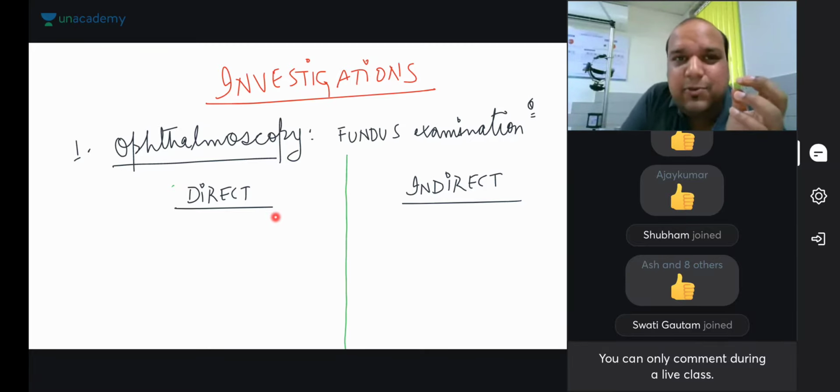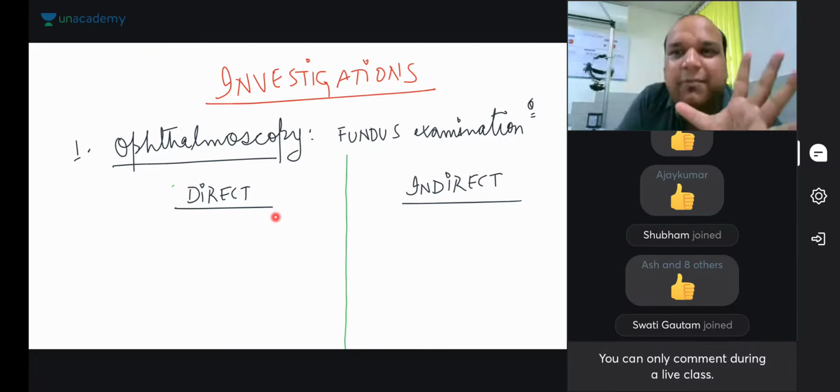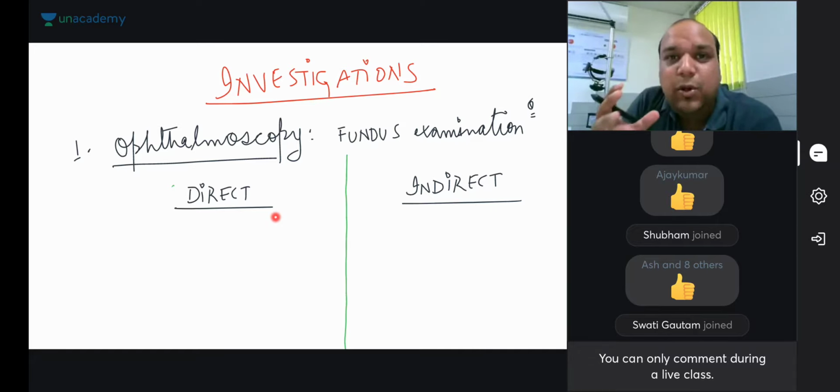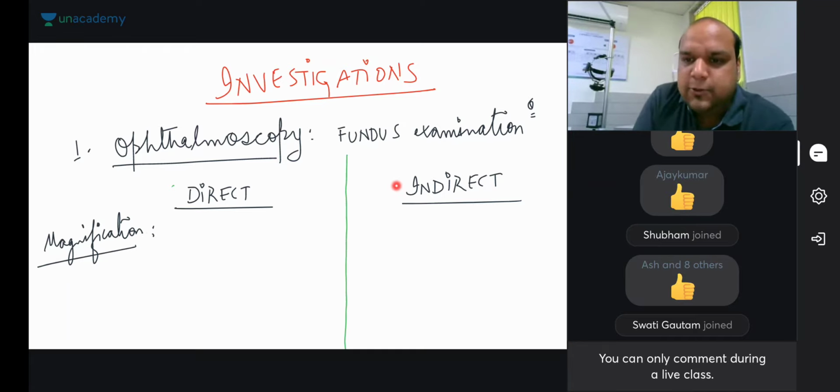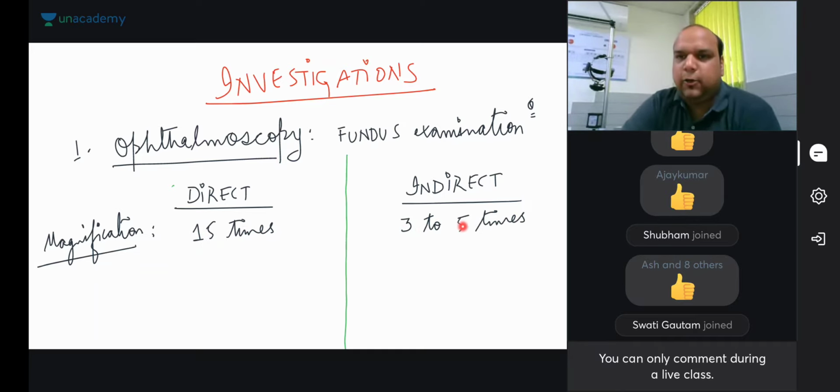As soon as I'm using an instrument with a lens, I would like to magnify the image. When I magnify the image, I will be able to see the details more clearly. So that is the first point of difference: the amount of magnification in both types of ophthalmoscopy. For direct ophthalmoscopy, the magnification is 15 times, whereas for indirect ophthalmoscopy, it can vary from 3 to 5 times.